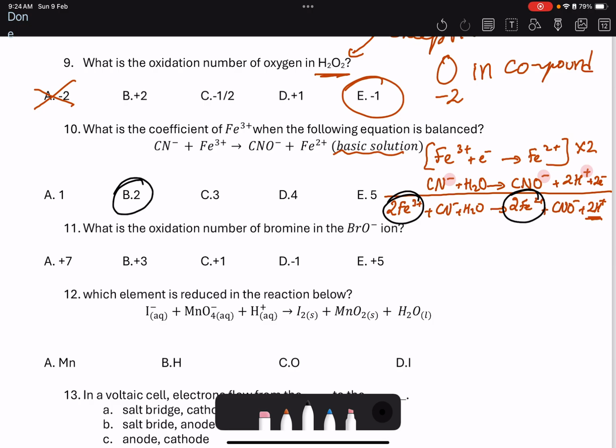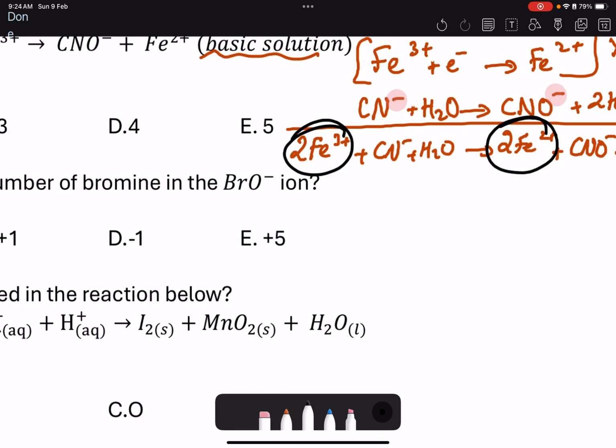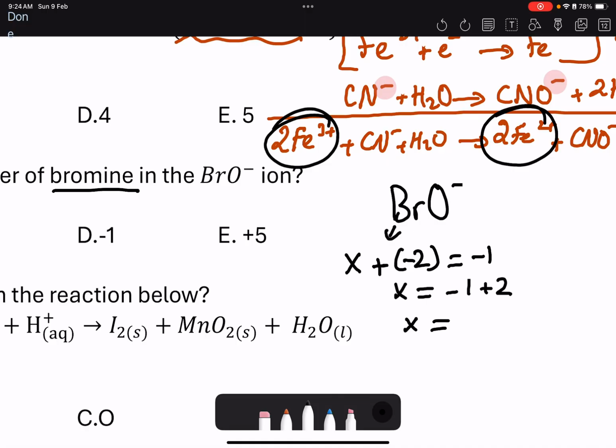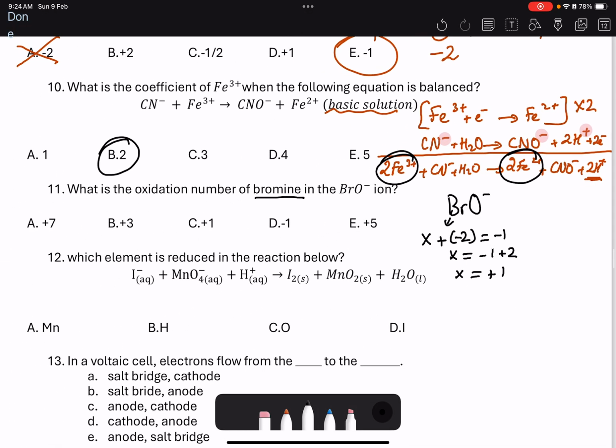Again, what is the oxidation number of Br in BrO minus? So I'm going to put the BrO minus over here, and I'm going to consider this to be X because I don't know it. Oxygen is always -2, and the overall charge of this polyatomic ion is 1 minus, or -1. So X is -1 plus 2. X is going to be +1.